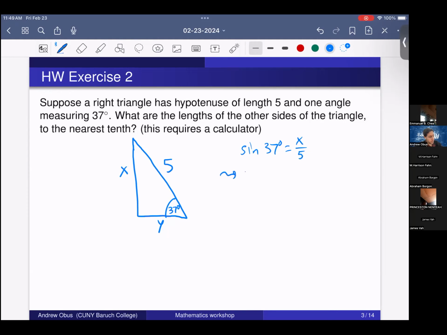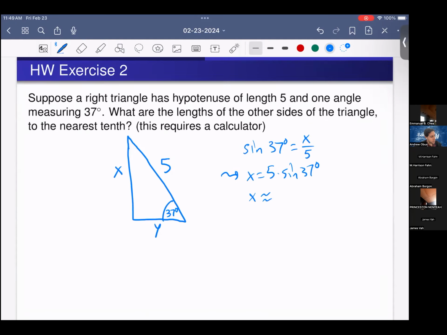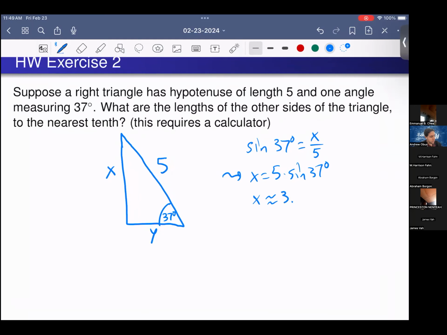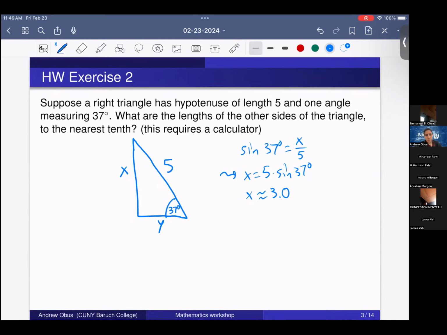Great. So this gives us that x is 5 times sine of 37 degrees. And this turns out to be, rounded to the nearest tenth, about 3.0. This is what we get for 5 times sine of 37 degrees. You need a calculator for that. You can't figure that out on your own. You generally need a calculator there.